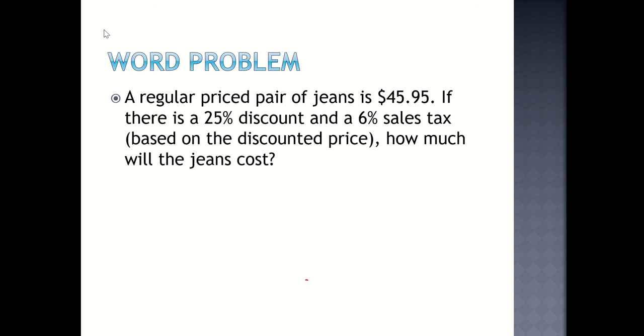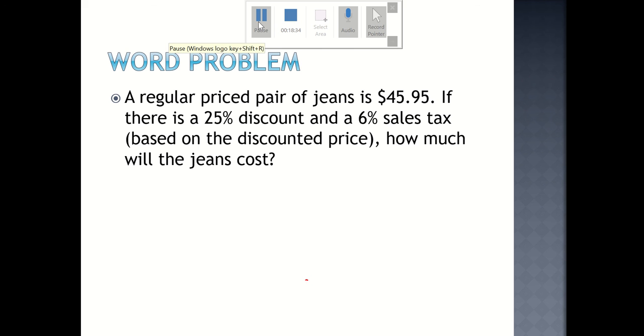A regular price pair of jeans is $45.95. If there is a 25% discount and a 6% sales tax based on the discounted price, how much will the jeans cost? Now, let me give you some guidance here before you try it on your own. The sales tax is applied to the sales price. So you take the sale price first, and then you add the sales tax to it. So do what you can of this one. I realize you might not be able to do all of it, but do what you can and give this one a shot.